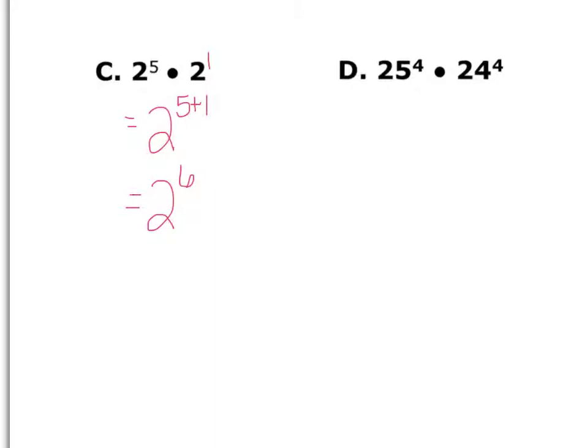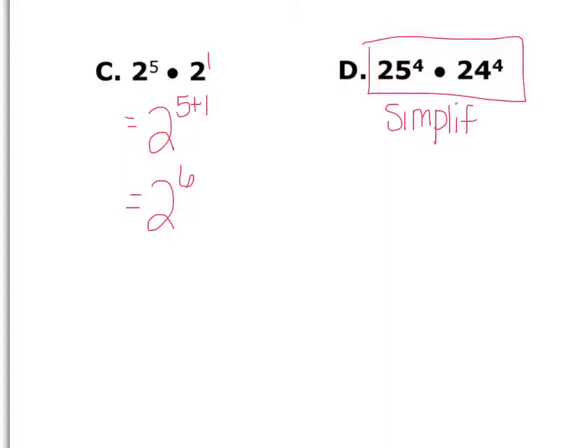Looking at D, we have to be very, very careful. I told you with the last rule, they have to have the same bases. If they don't have the same bases, you cannot multiply these together. Don't try to multiply 25 times 24 to the 4th power. This is your simplified answer.